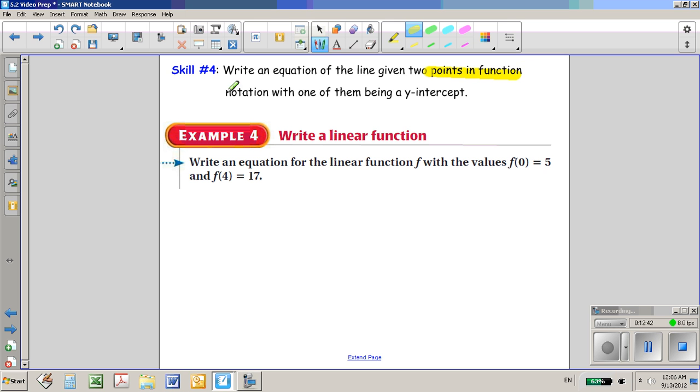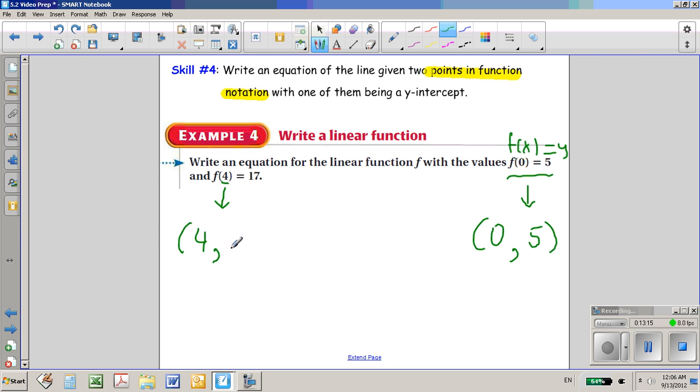points in function notation. So we worked on this in class, but I just want to remind you. When you're given this notation, what we want to do is think about what is the point that is on the graph. Remember, it's f of x equal to y. So 0 is the x, and 5 is the y. And this is f of 4 is equal to 17, which tells you that if you plug in 4, you get 17 as your answer. So 4 is our x, and 17 is our y.